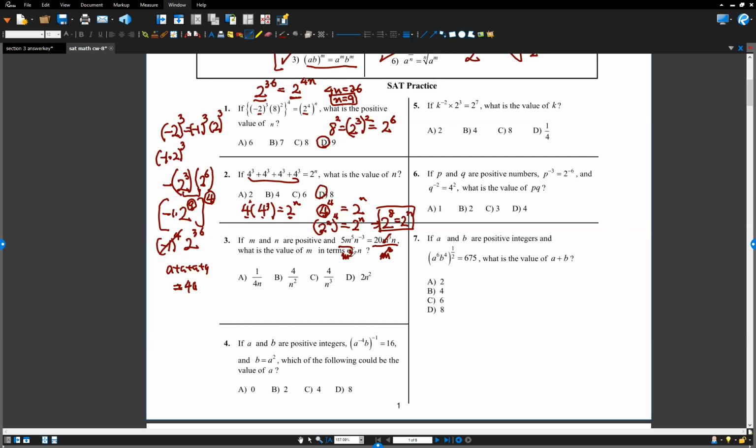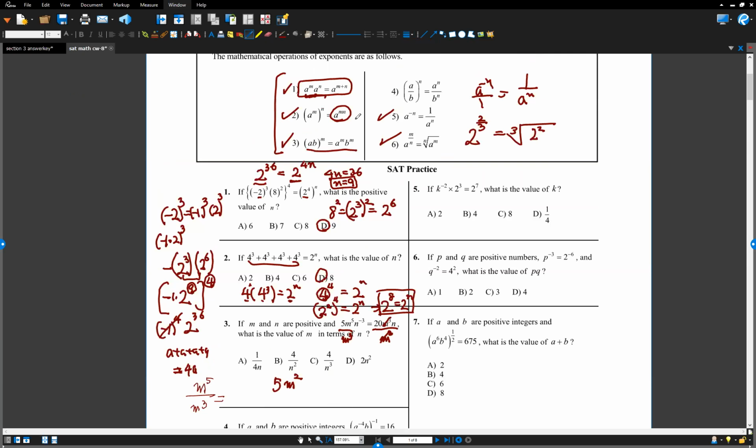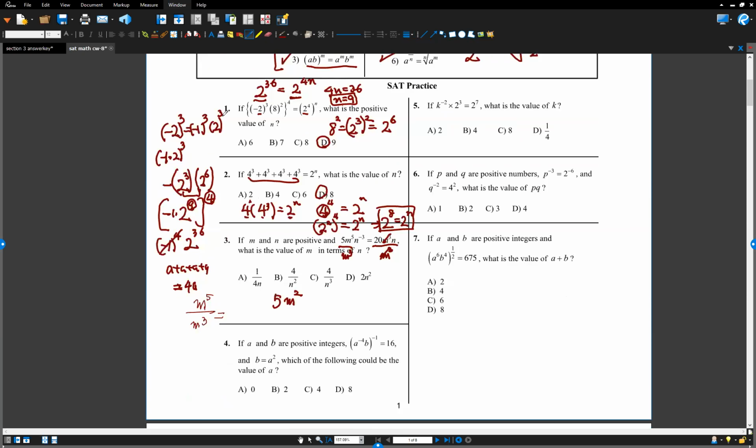So m to the 5 over m cubed is how much? m to the 5 minus 3, m squared, isn't it? Right? Remember, for m to the 5 over m to the cube, there's no subtraction of the bases. I'm going to write down a^m over a^n equals a^(m minus n), okay? That is the m squared. Still we have a 5 there.